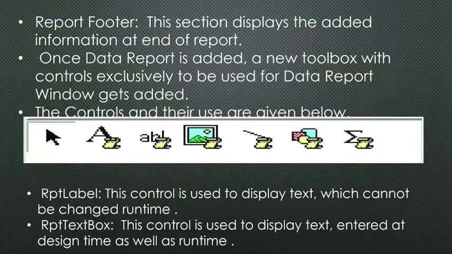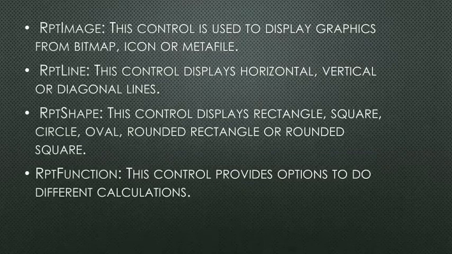Once a data report is added, a new toolbox with controls exclusively to be used for data report windows gets added, which contains RPT label. This control is used to display text which cannot be changed at runtime. RPT text box. This control is used to display text entered at design time as well as at runtime. RPT image. This control is used to display graphics from a bitmap, icon or metafile.